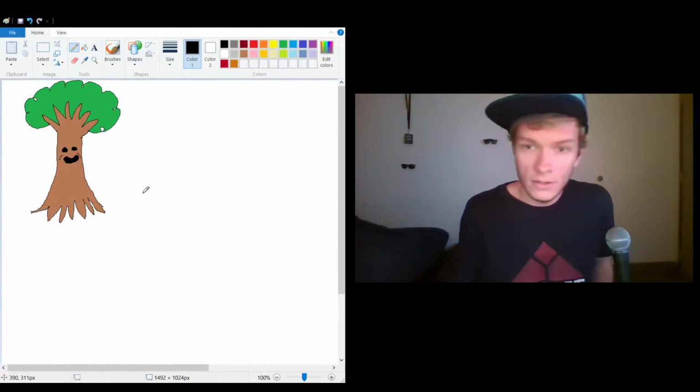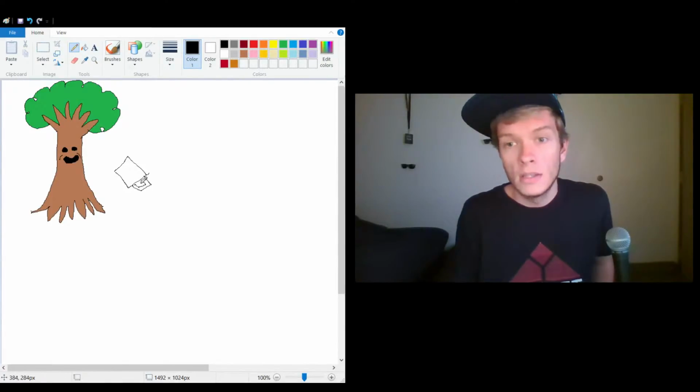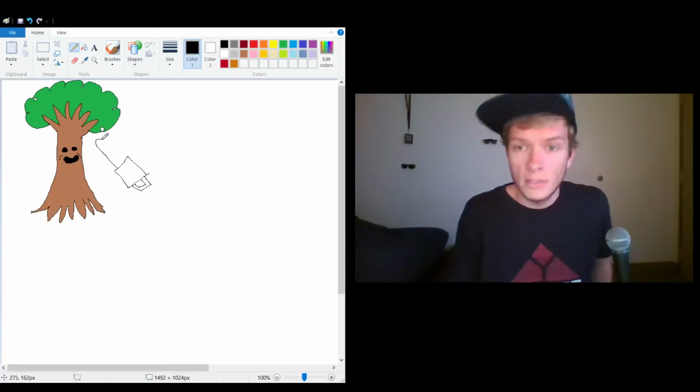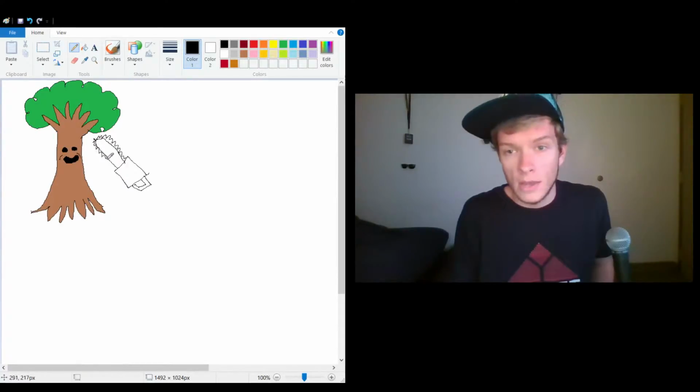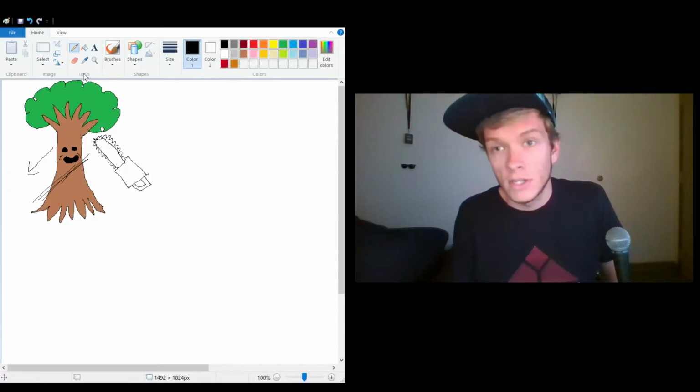But then comes along Mr. Chainsaw, and Mr. Chainsaw comes, and he is not too happy with the tree. He needs what the tree has, but the tree still has it. So what does the chainsaw do? The chainsaw cuts the tree down. So it slashes through the tree, and the tree falls in this direction, hopefully, for the chainsaw's sake.